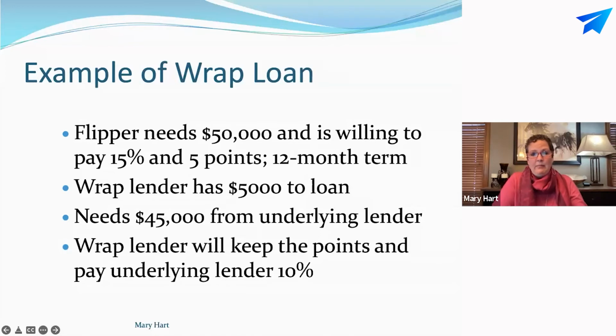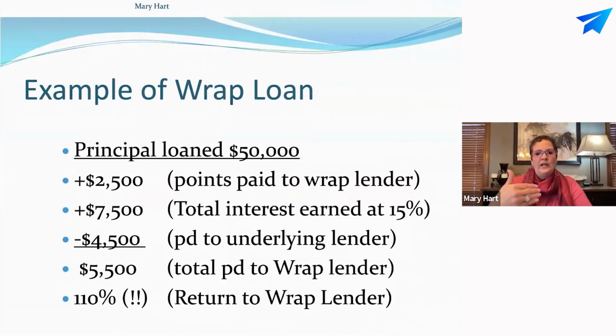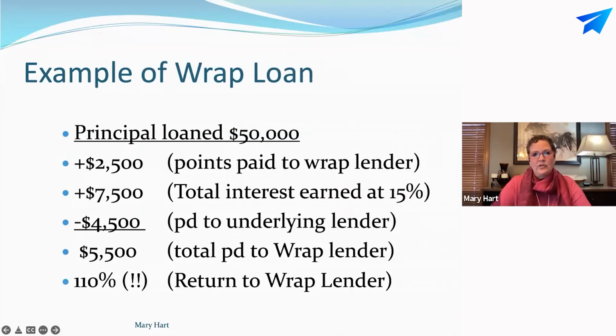Well, let's say maybe my best friend is sitting there with $45,000 in a checking account making nothing. And I say to her, hey, Laurie, how would you like to make 10% on that money that's sitting in your checking account? She says, oh my gosh, that would be great. So we do a wrap loan where my friend Laurie puts in $45,000, I put in $5,000. So when it's all paid off, the $2,500 in points goes to me as the wrap lender.